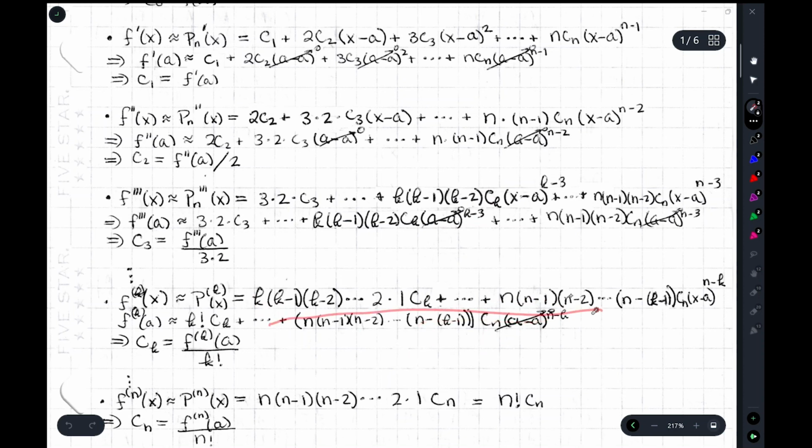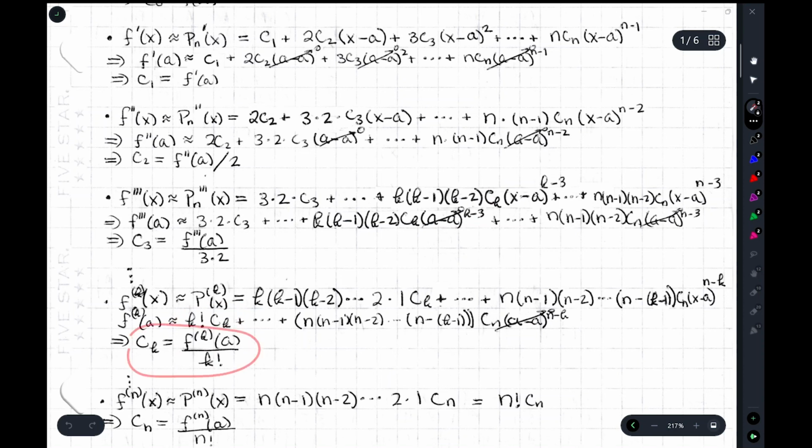We'll get 0 in all these terms except for that first term, which we could write. It's k times k minus 1 times k minus 2 dot dot dot all the way to 2. Well, that's k factorial. And so these terms will be 0, and so you'll have that the kth derivative at a is equal to k factorial c_k.